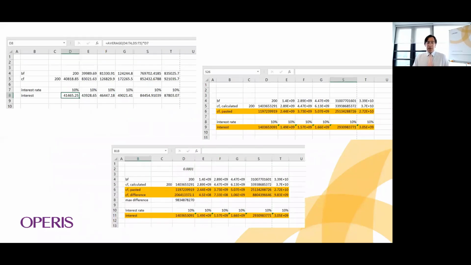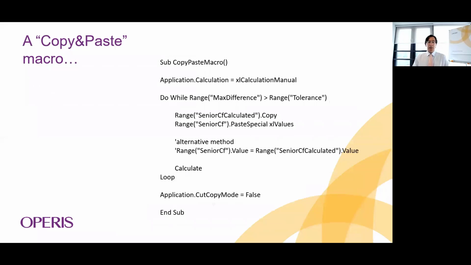So this is another screenshot of the example that we just built. And we have here the copy-paste macro that we saw. The difference that I have here is I'm using a do while: do while the difference is greater than the tolerance. It's exactly the same. And you can do a copy-paste special, as we've done, or you can just say that the range CF pasted equals the range CF calculated. That's exactly the same as a copy-paste. And then we have the calculate, which is the same as F9, and the loop. And that's a copy-paste macro. And again, these are the three different solutions that we can have with circularities, and also the risks.